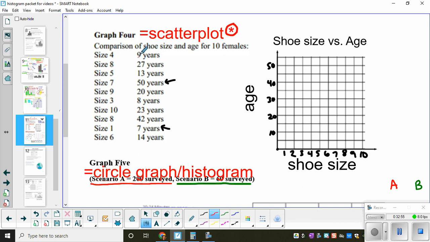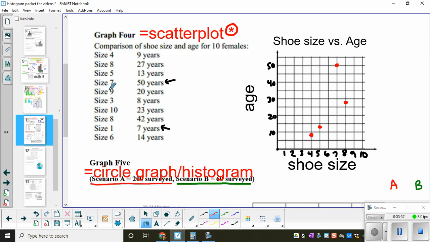So it looks like someone who is 9 has a shoe size of 4. So someone who is 9 years old, which is barely under the 10, they have a shoe size of 4. Okay. If the shoe size is 8, this person was 27, so shoe size was 8, and I'm going to go up to 27. Kind of just estimating right there. Shoe size of 5 had a data point of 13, so 5, I'm going to go up to 13. If your shoe size is 7, this person here was 50 years old, so I've got a 50, and I'm going to move that over to 7.